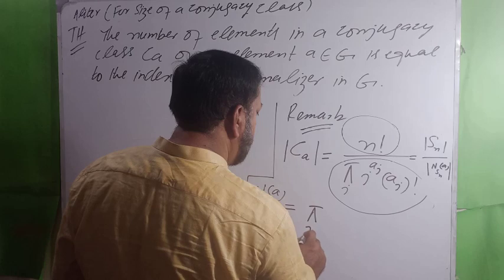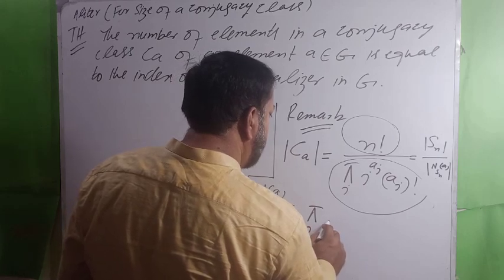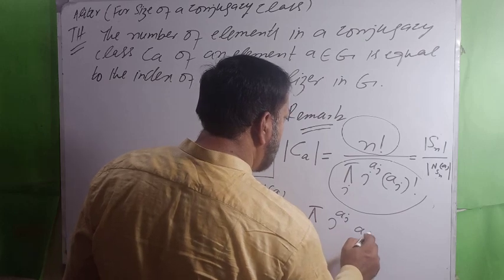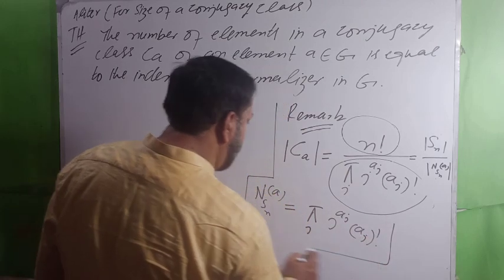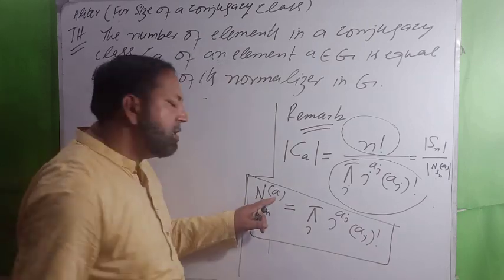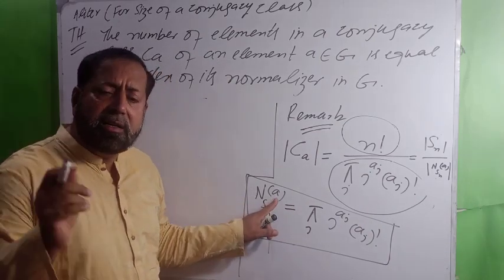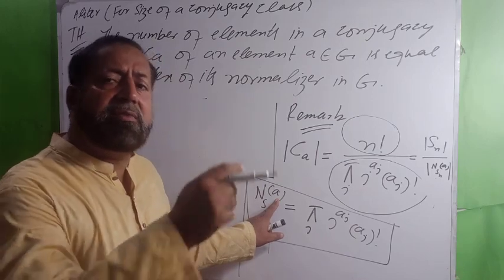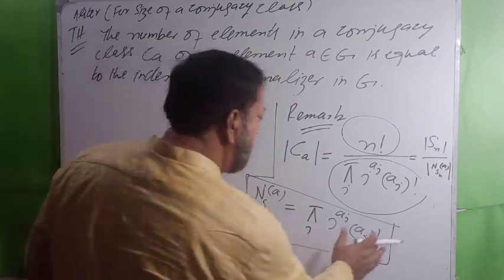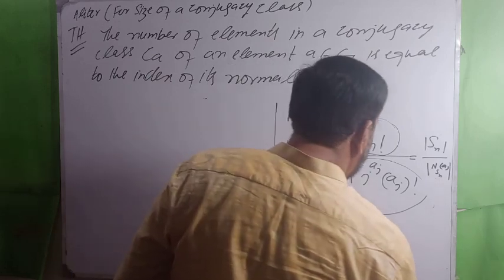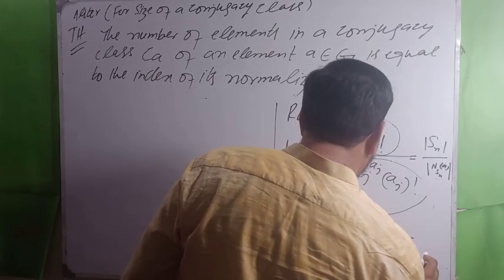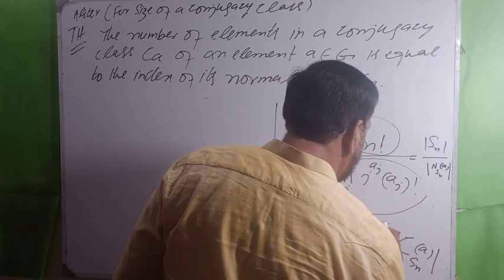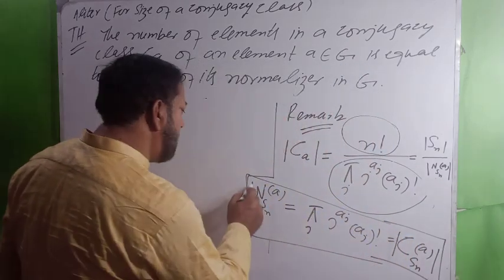is equal to the product over j of j to the power aj into aj factorial, right? And since you are finding the normalizer of a single element, this is also the centralizer. You can say this is also equal to the centralizer of A in Sn. This is also the order of the centralizer.